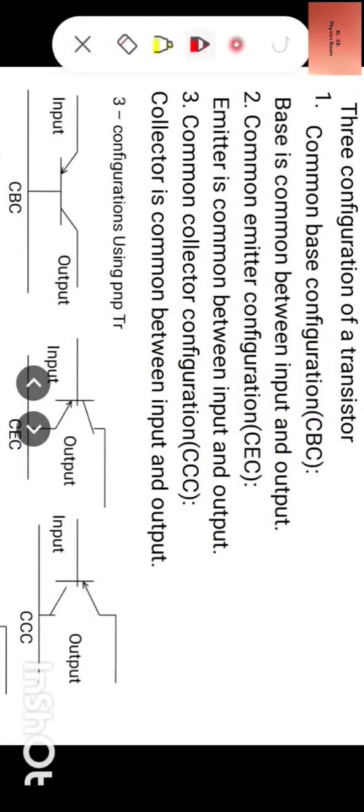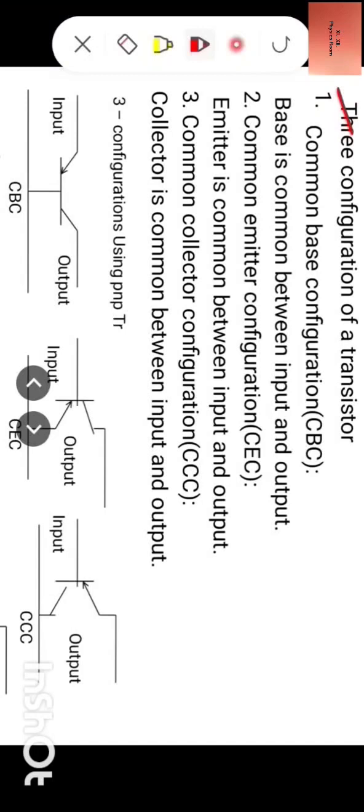Hello friends, continuing with the topic of transistor. Today we come to the next part of it, three configurations of a transistor. What is the topic for today? Today's topic is three configurations of a transistor.